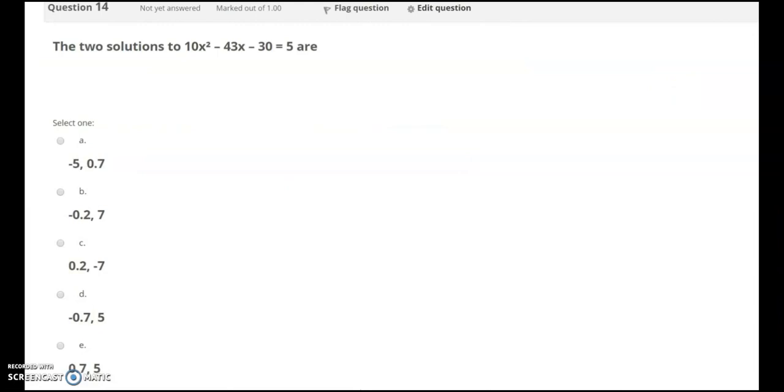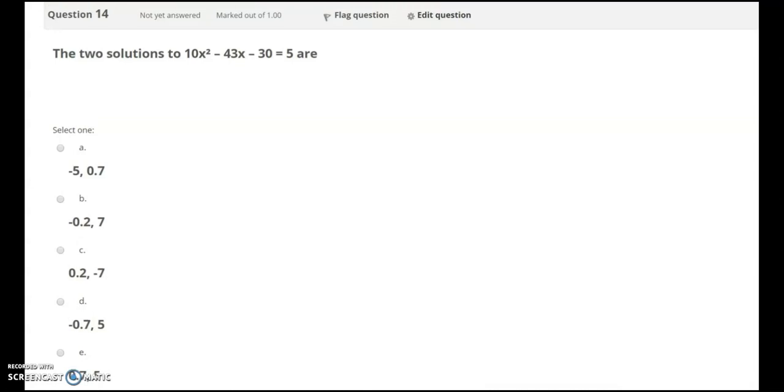The two solutions to 10x squared minus 43x minus 30 equals 5 are... Select one. So we have a multiple choice question here. But the way that I'm going to solve this, instead of just plugging in the values and seeing whether this works, is by trying to find the solutions based on the quadratic. There are different ways you can solve a quadratic, and one of them is factorizing. You could use the quadratic formula, complete the square, and so on. So I will try to factorize this.